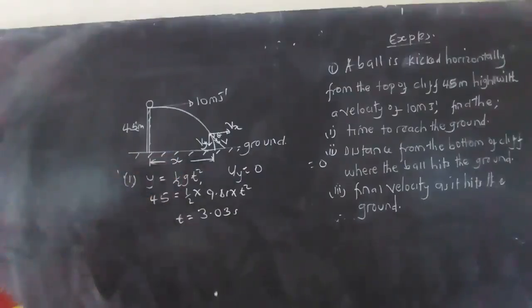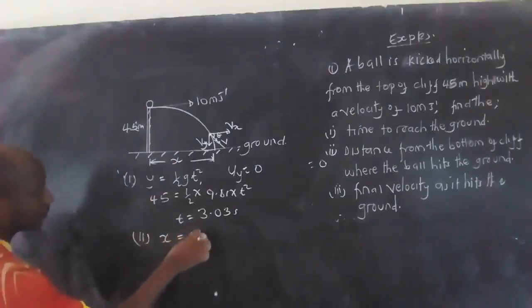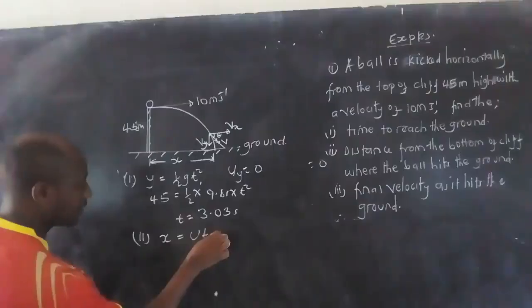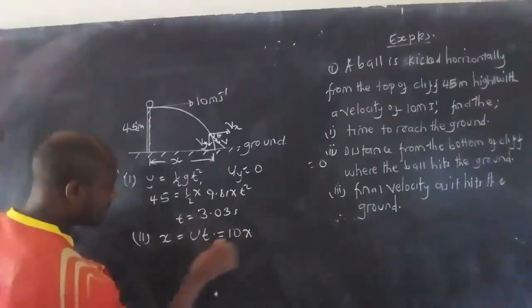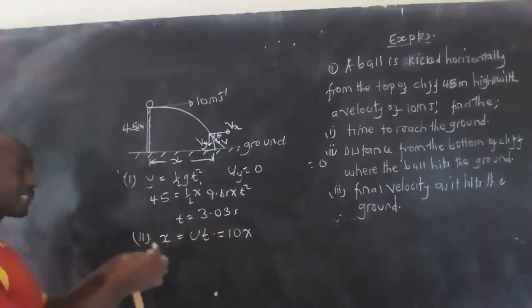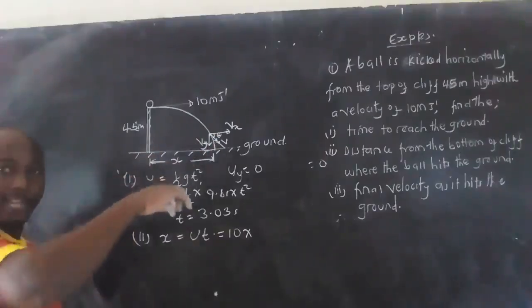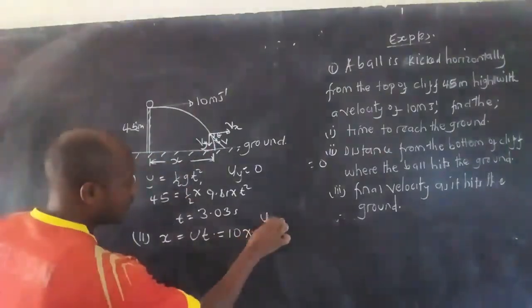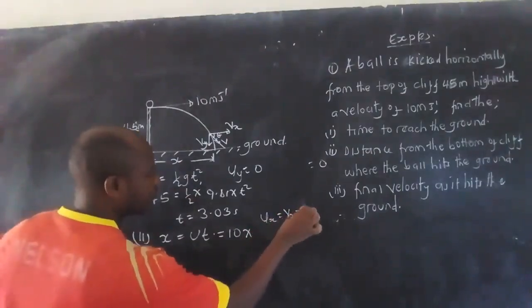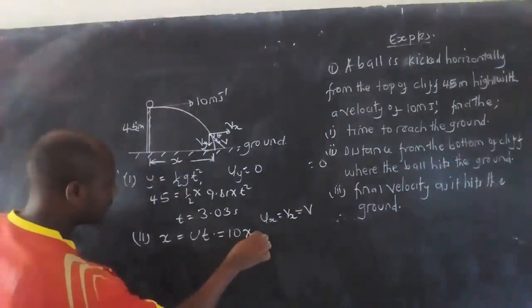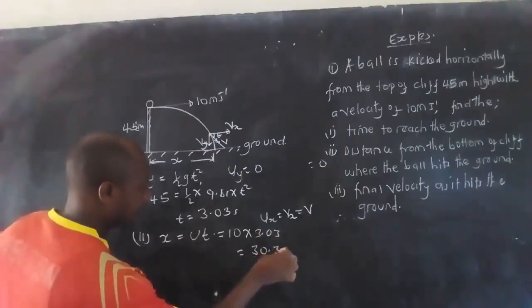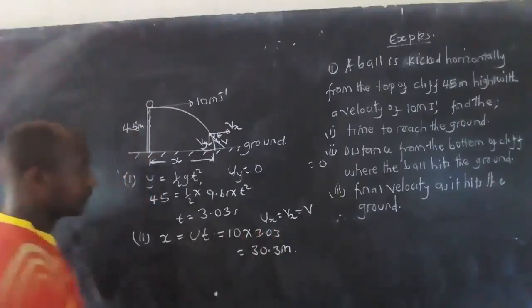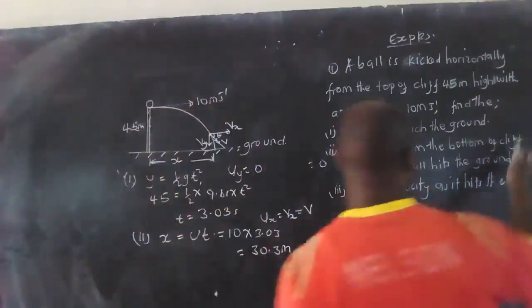Next is the distance x. So there's the other equation which gives us x. That is part 2. x is equal to ut. So substitute: u is 10 times time. This u does not change. Under horizontal motion, the speed does not change. ux is equal to vx is equal to u. So 10 times the time to hit the ground, 3.03, which gives us 30.3 meters.